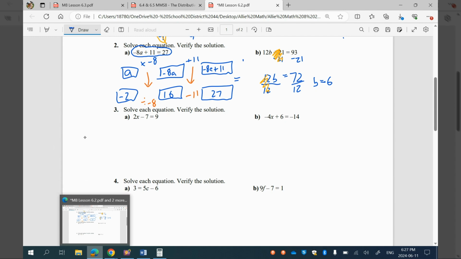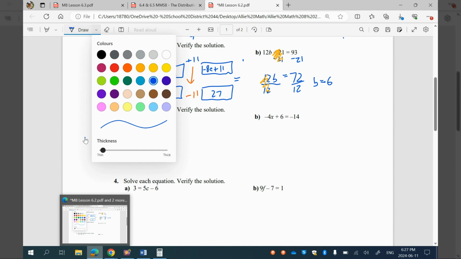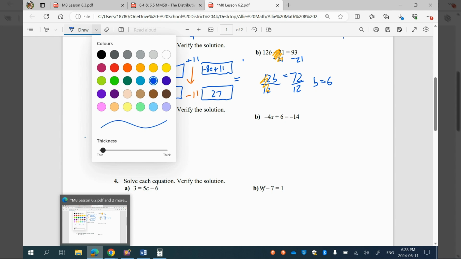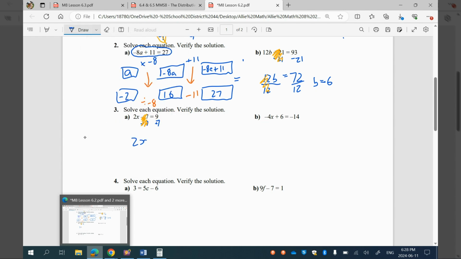So we have our 2x, subtract 7. Let's get the x by itself. So let's add 7 to each side. Now, negative 7 and a positive 7 is going to make 0. We're going to be left with 2x equals 9 plus 7, which is 16.